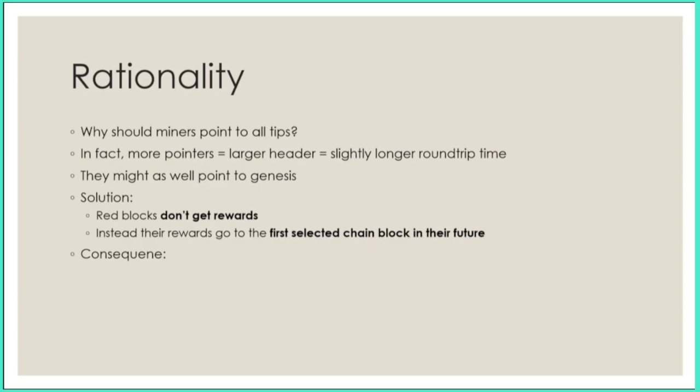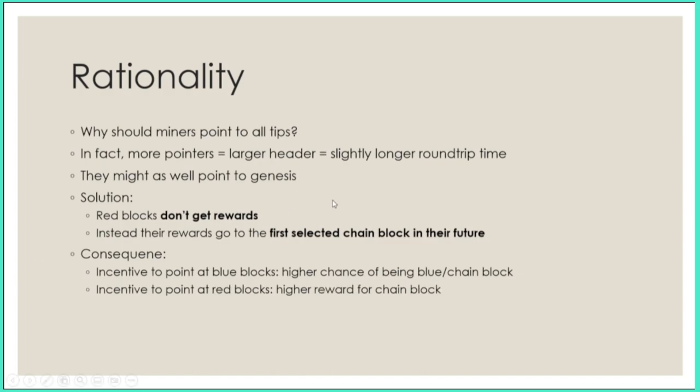And why? What is the consequence of this rule? One consequence is that you are incentivized to point at many edges, many tips, which increase your blue score. Why? Because this would increase your chances to be on the chain, and you want to be on the chain because then you get the reward for red blocks. And you also have incentives to point at tips that do not increase your blue score, because that means that you would have more red blocks in your past, and then if you are in the chain, you're going to get more rewards. So to sum it up, you want to point at blocks that give you more blue past, because it increases your chance to win the rewards for red blocks, and you want to point at the other blocks because it increases the reward you will get if you are in the selected chain. These things combined give miners an incentive to point at all the tips.